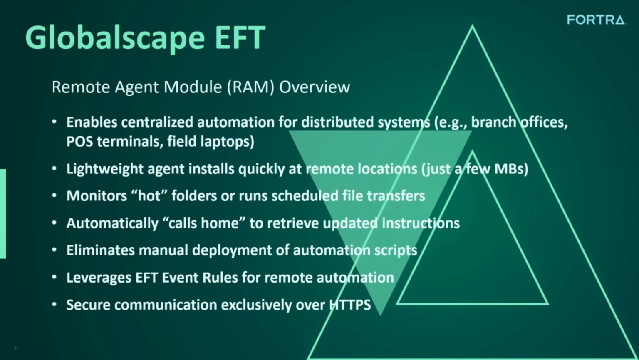One of the key features is its ability to call home to the EFT server. RAM agents are programmed and managed at the EFT administrator's console, and the agent will automatically retrieve updated instructions so administrators don't have to manually update or manage agents at each site. RAM brings much of the power of EFT's file transfer capabilities to remote environments, making automation more scalable and more manageable. And importantly, all communication between the remote agent and the EFT server is secured over HTTPS for updating RAM agent instructions and over SFTP or HTTPS for data transfers.